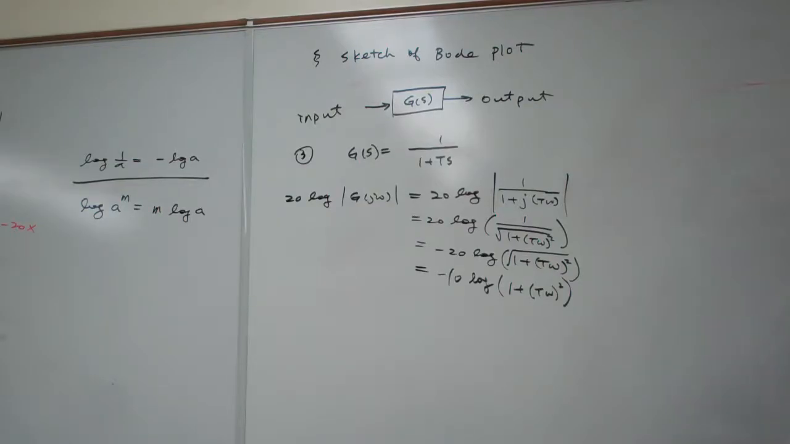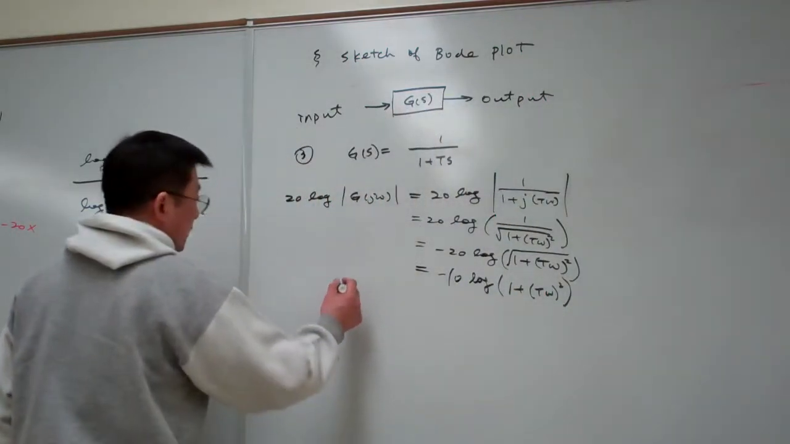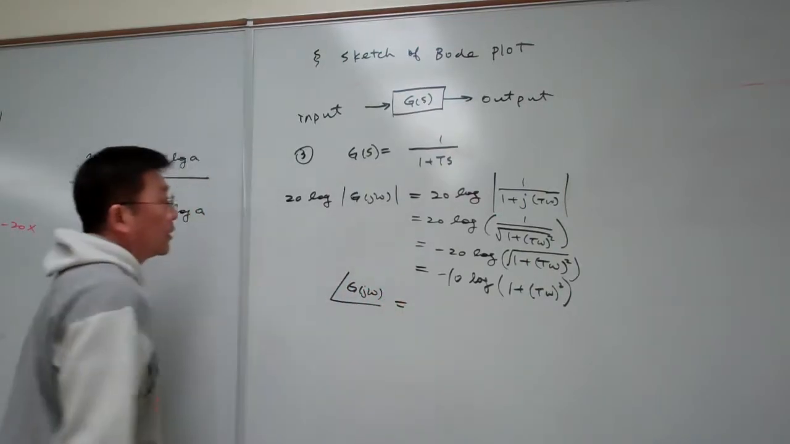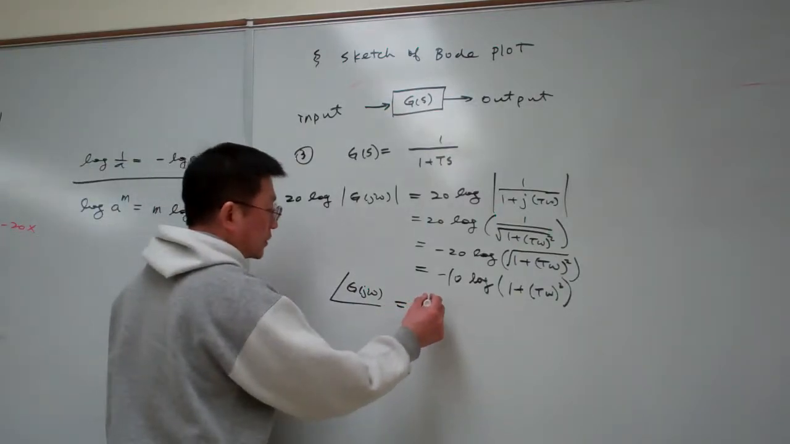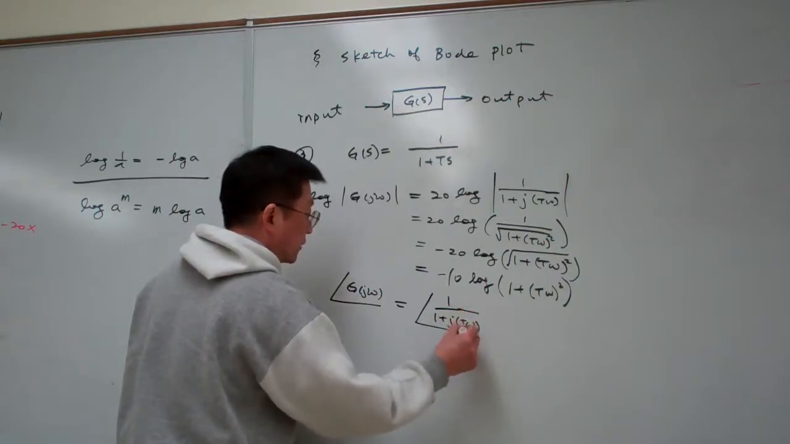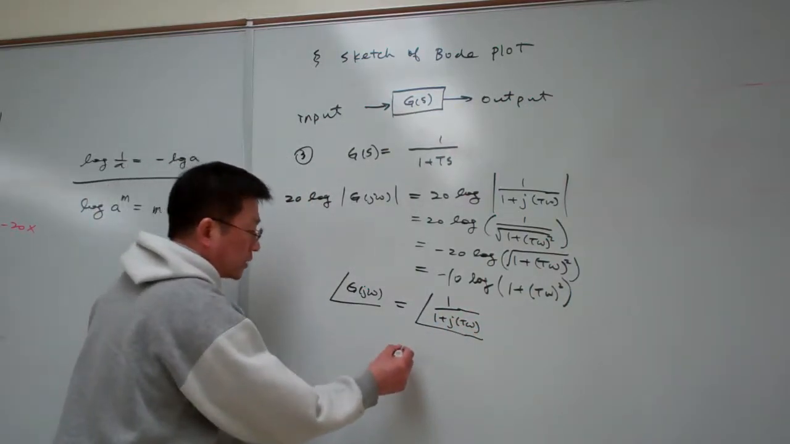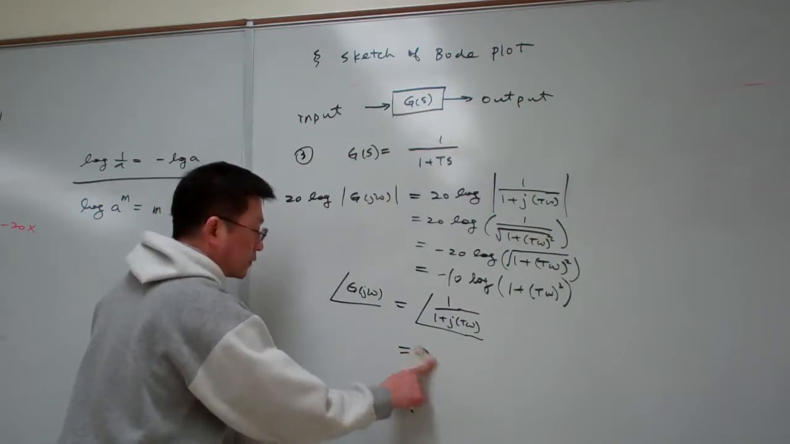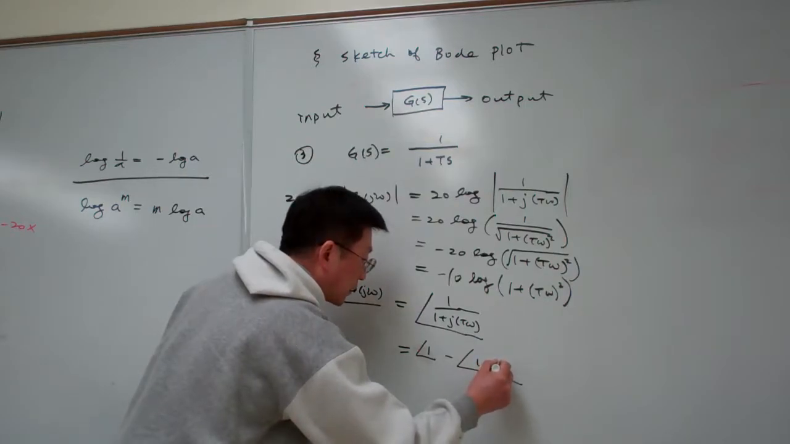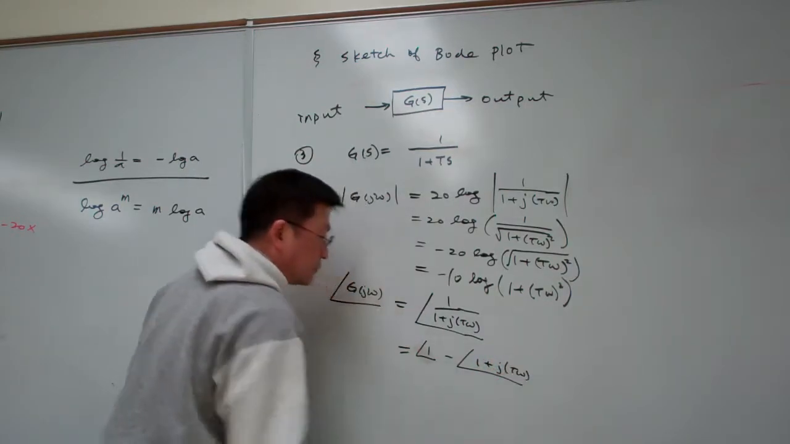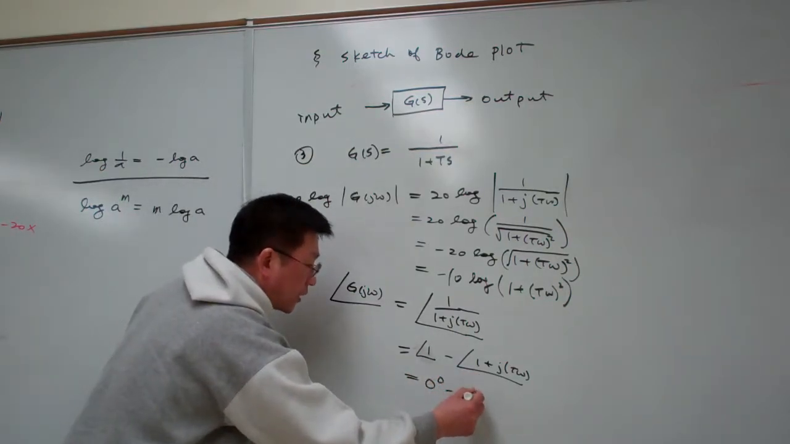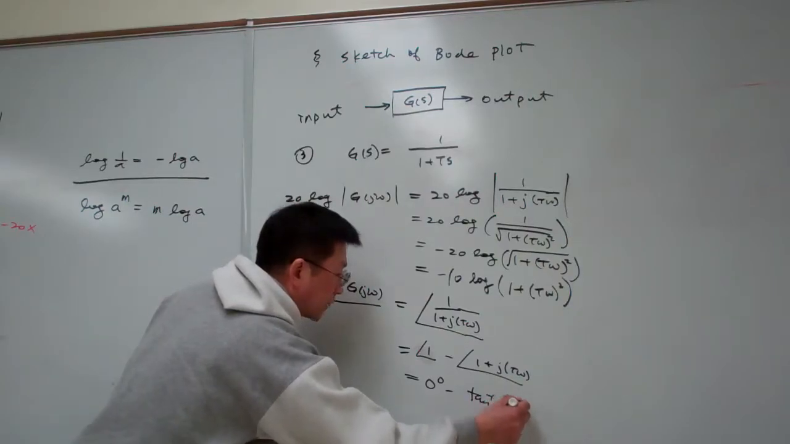Okay, so we keep going, then on the other side, the phase of G(j omega), that one is 1 plus j times T omega, okay? So for this case it is the phase of the numerator minus the phase of the denominator. Right, okay, so that is 0 degrees minus this one, which is arctangent of T omega.